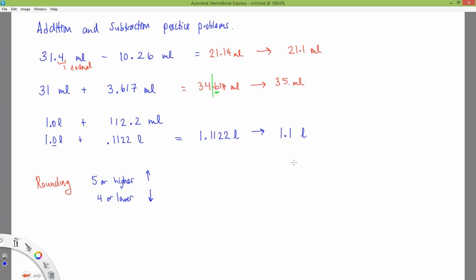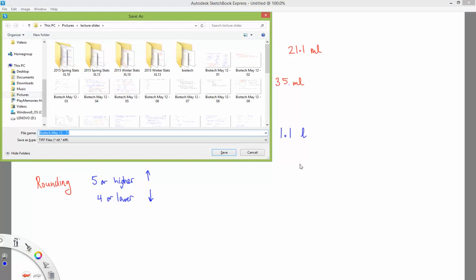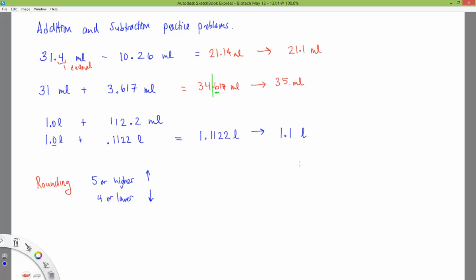Did we do okay? Kind of? Maybe I guess we could practice rounding. No, it's just regular rounding. Yeah. Okay.